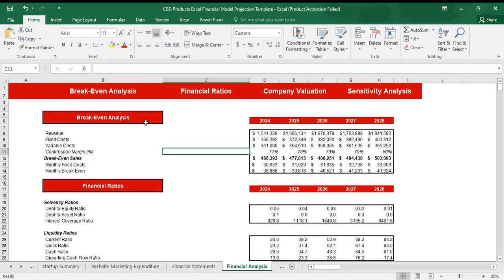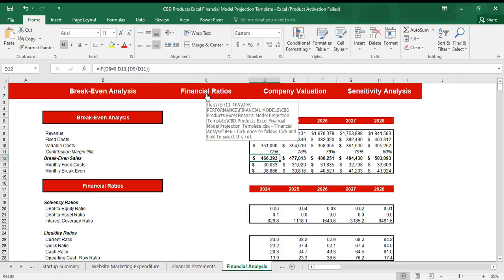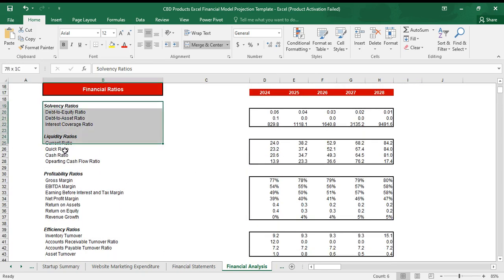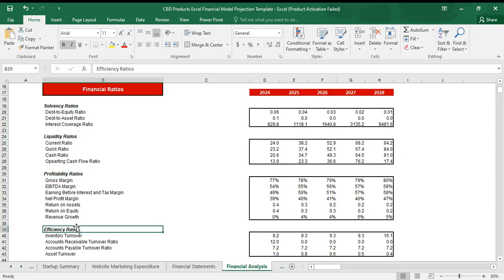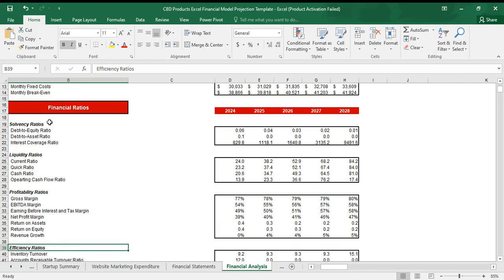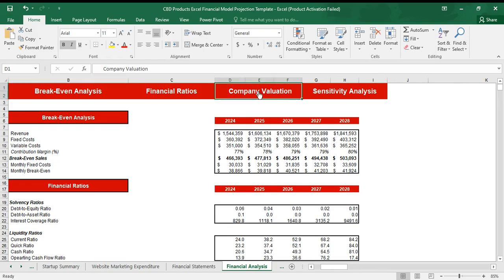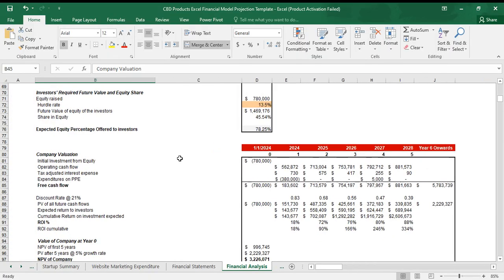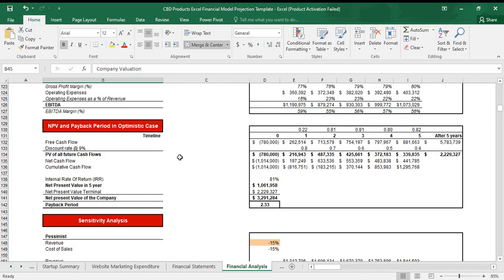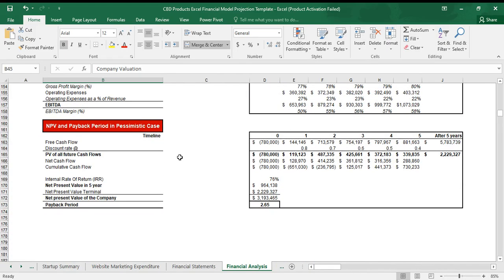Next is the financial analysis sheet. Here we have included four major financial analysis tools. The break-even analysis, which calculates the break-even sales point, which means the no profit, no loss point for the business. Then we have the financial ratios. Now these include the solvency ratios, liquidity, profitability, and efficiency ratios. And we have calculated these ratios on an annual basis. We have company valuation, which calculates the NPV, IRR, and the payback period of the business. And lastly, we have the sensitivity analysis for both the optimistic case and the pessimistic case.